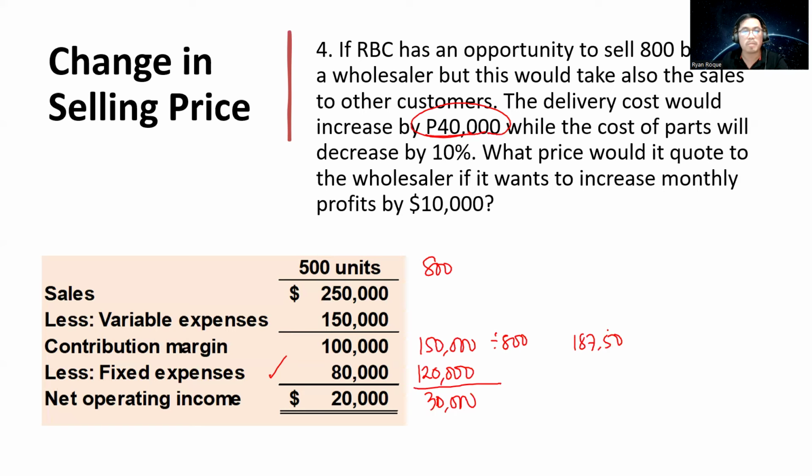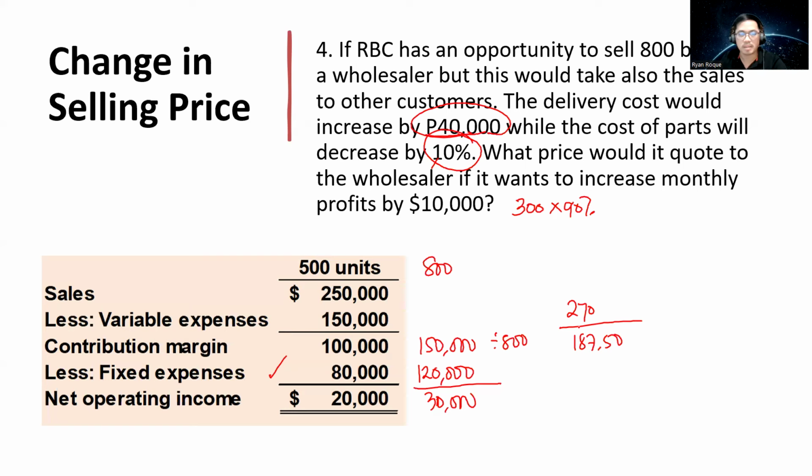187.50. So how much is your variable cost now to be added back for you to get the selling price per unit? Remember, even your variable cost is now affected. There is a decrease by 10%. So your variable cost per unit is 300, less 10%, or multiply it by 90 percent. So your new variable cost per unit is 270.